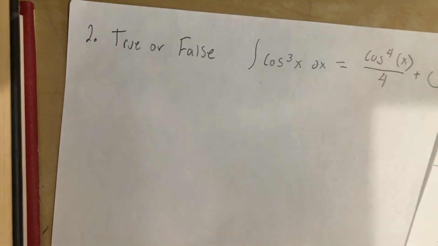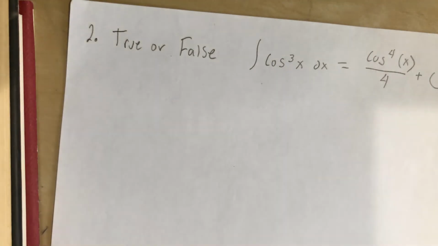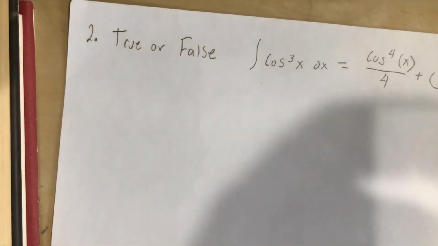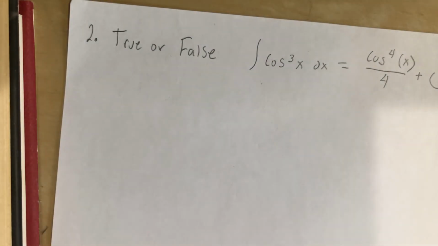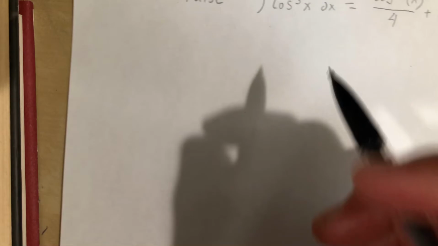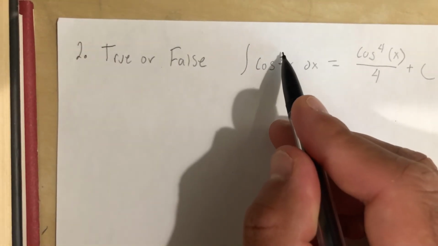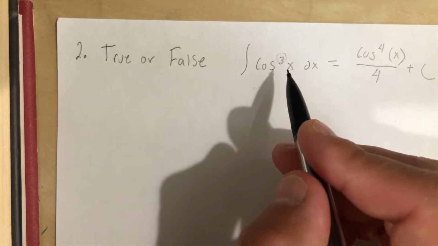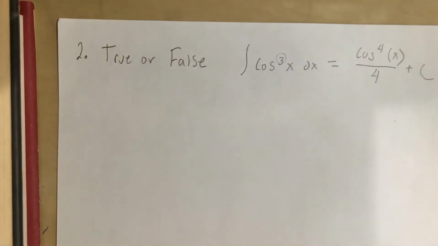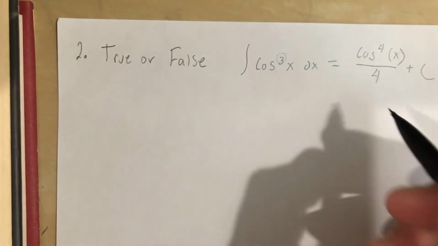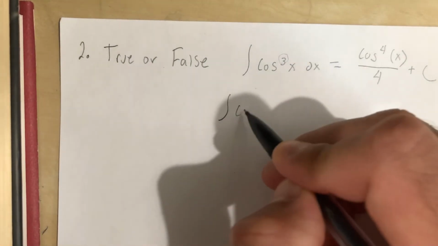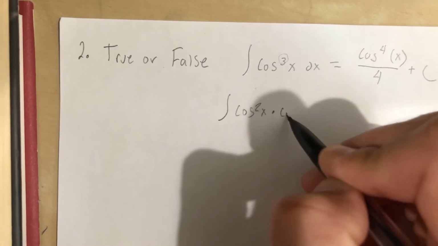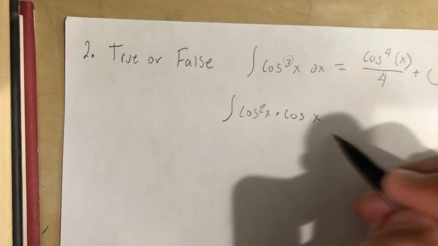Okay, moving on to the second problem. This problem is very similar to our first problem, and we also have a trigonometric integral strategy for this. We know that if cosine is odd, then we can factor this also how we did the first one. So we'll do the integral of cosine squared x times cosine x, and then dx.